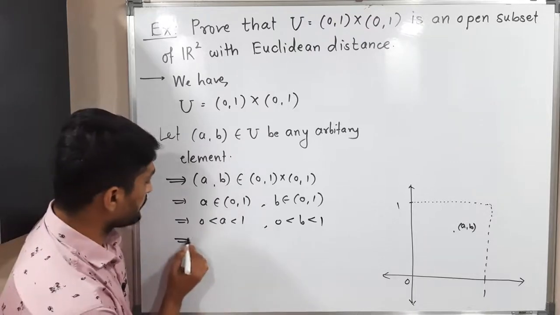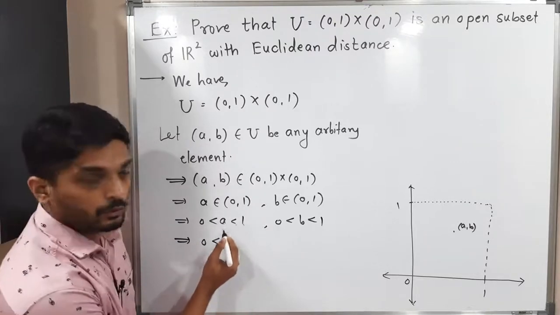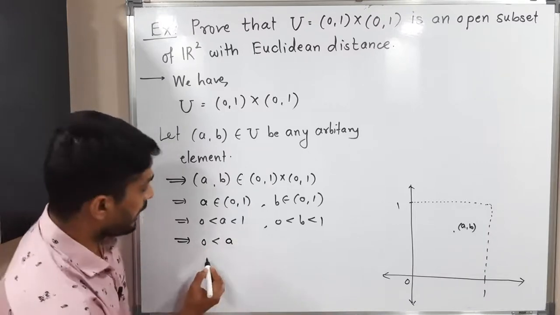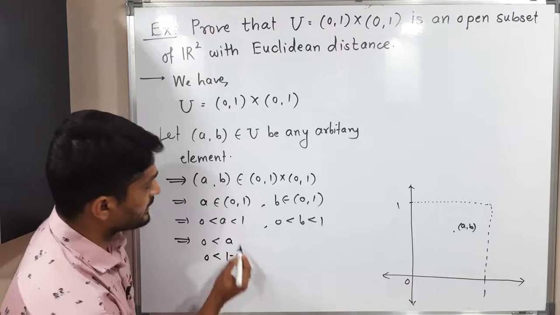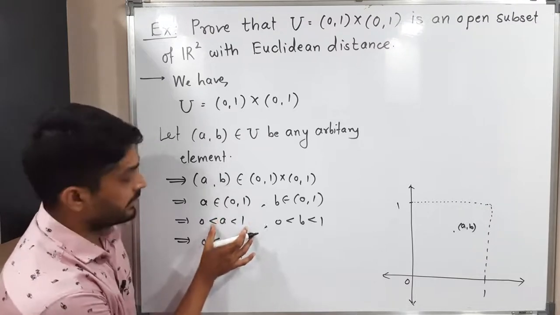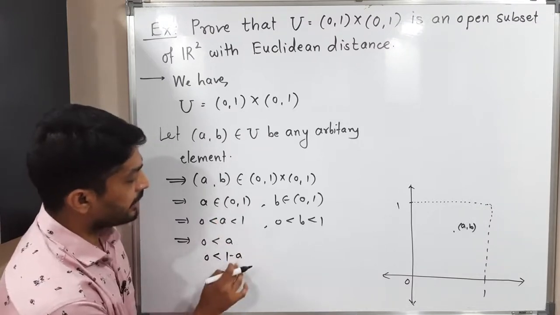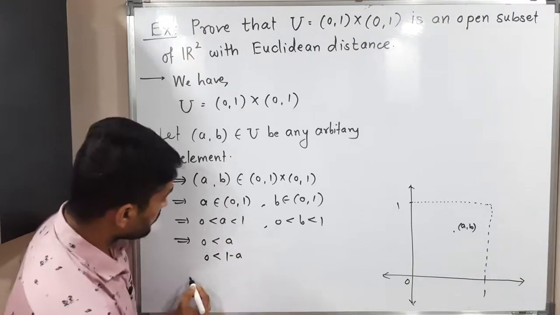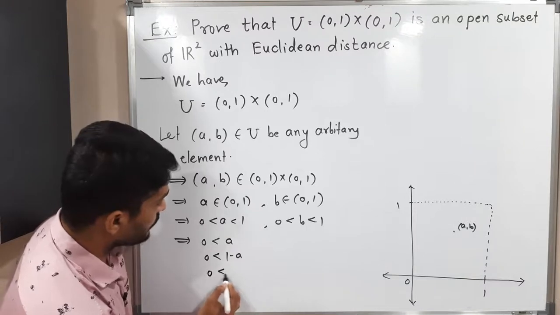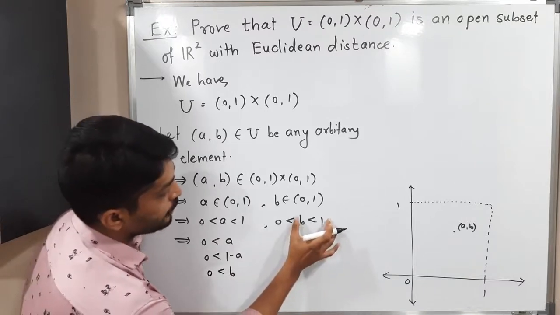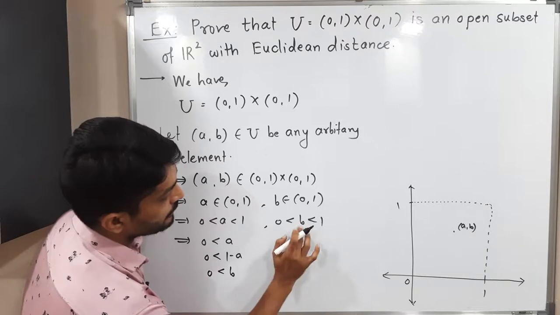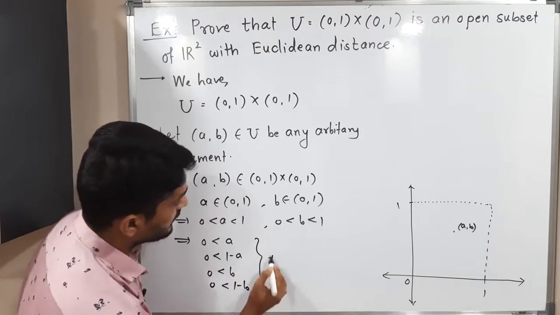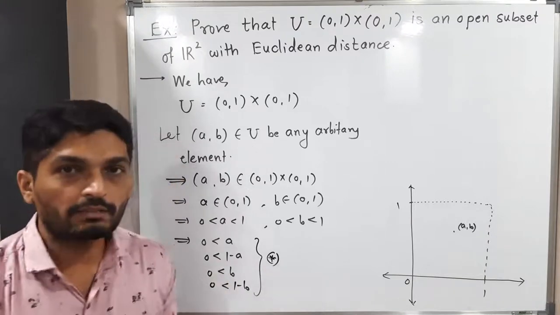See, after that, what will I get? 0 < a, this is obvious. But see, if I shift a on that side, what will we have? 0 < 1 minus a. Just focus on this inequality. If you shift a on that side, you will have 1 minus a, and you will have 0 here. Let us go further. From this one we have 0 < b, and now let us focus on this inequality only. If you shift b on that side, you will have 0 < 1 minus b. I will call it star. So yes, these 4 inequalities we have got.